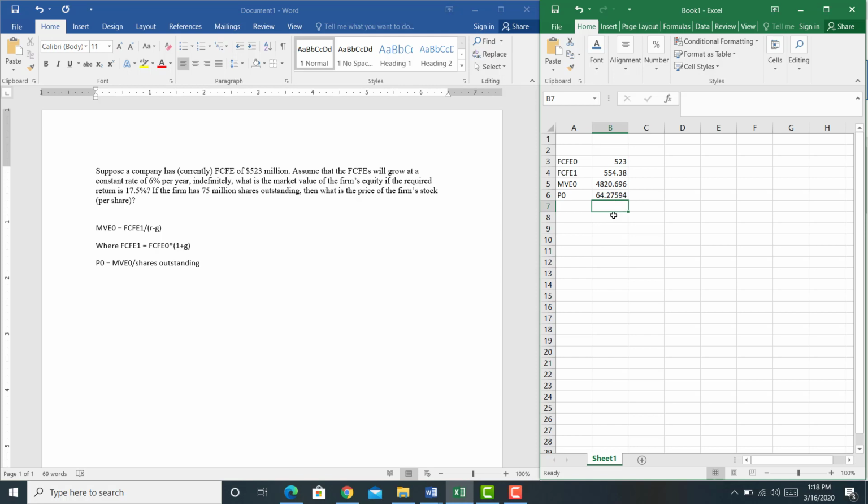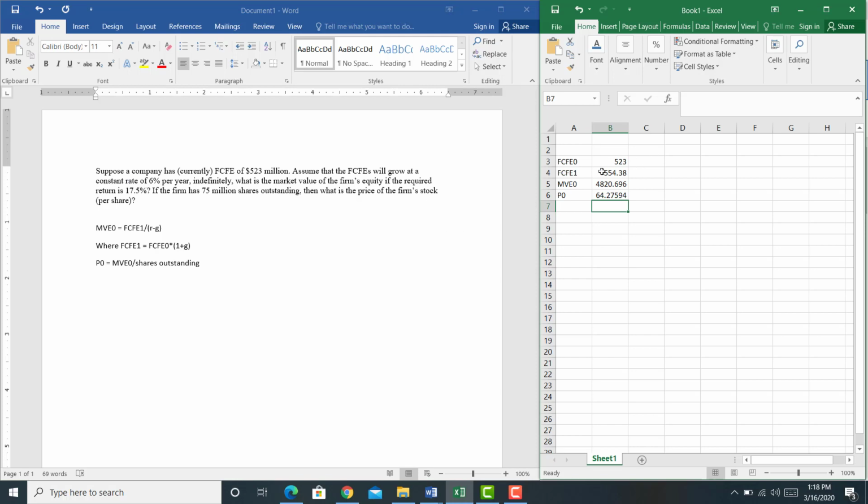Now, if you believe your model, you've made a whole bunch of assumptions. Remember, we've forecasted these free cash flows based on a growth rate of 6%. Now that 6% is an estimate. We've discounted these cash flows by a rate of return of 17.5%. That rate of return is an estimate.